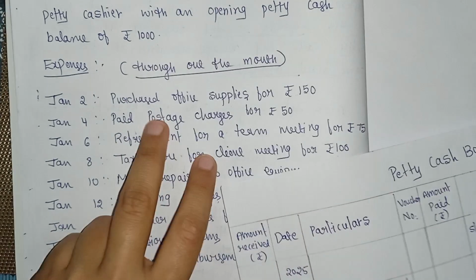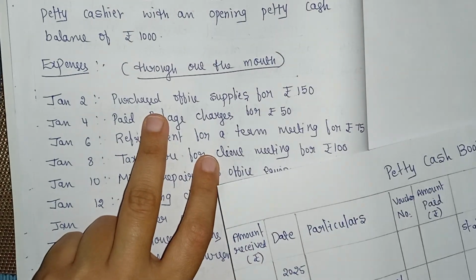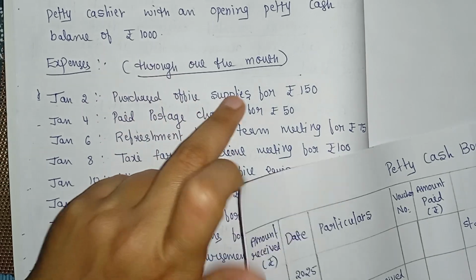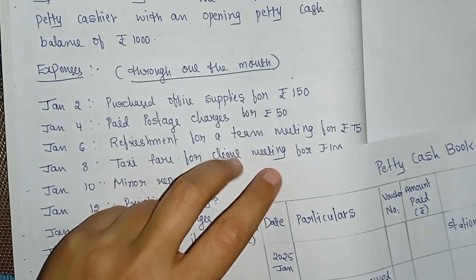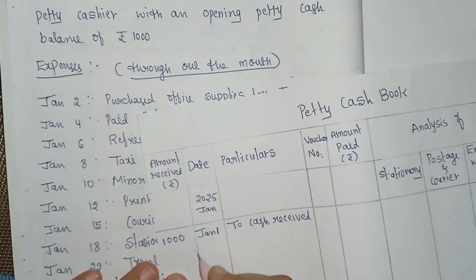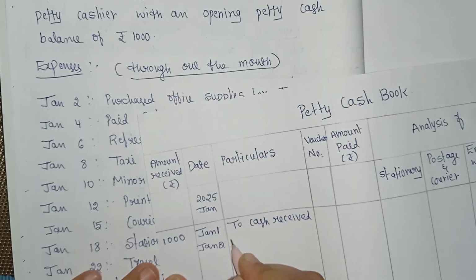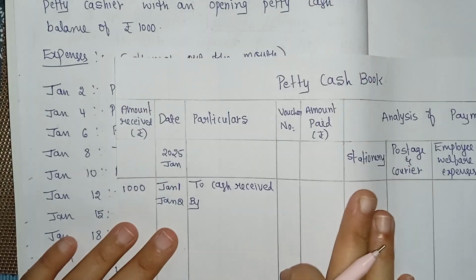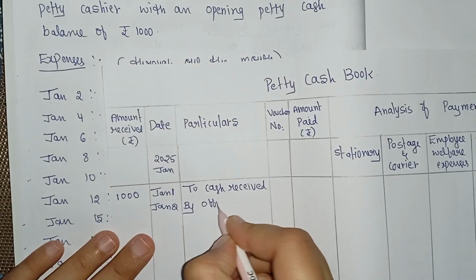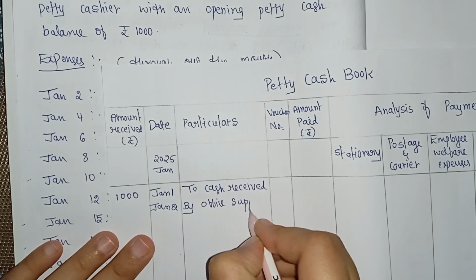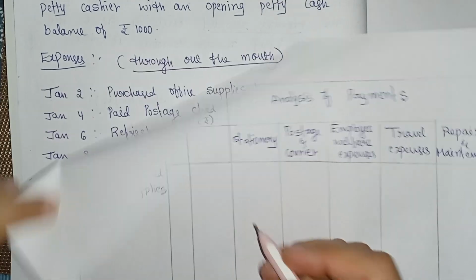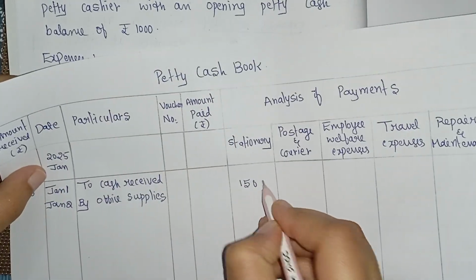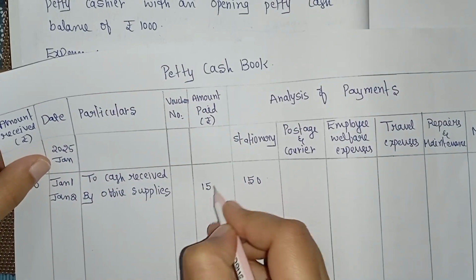Now we have to see the expenses. For expenses we have to write 'By', because we are paying the amount. Purchased office supplies for rupees 150. It falls under which category? It falls under stationery category. So Jan 2nd, by office supplies. Write down the amount under the stationery category, that is rupees 150, and total amount paid, that is rupees 150.